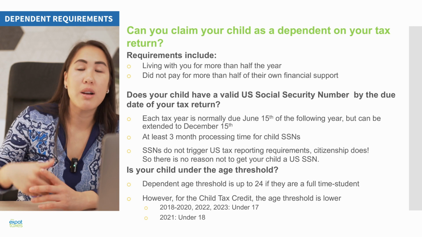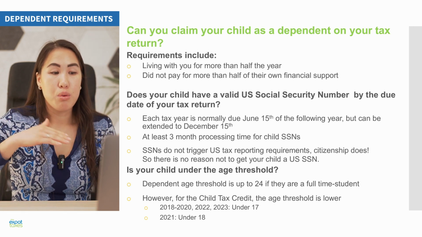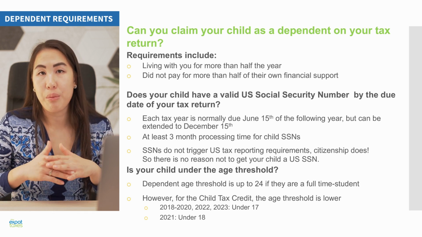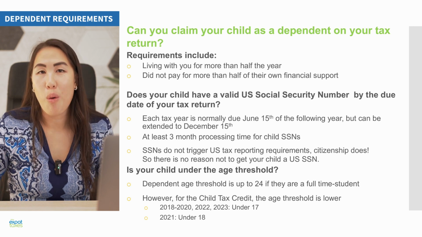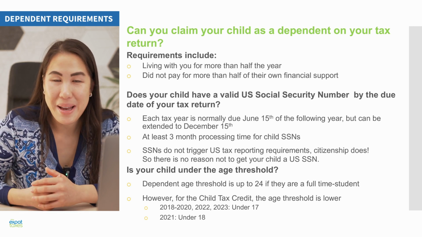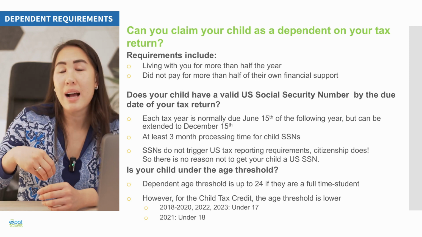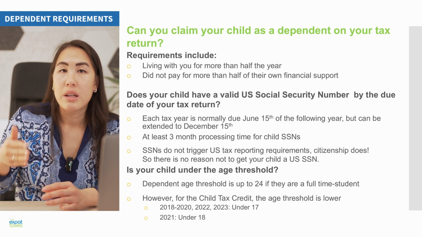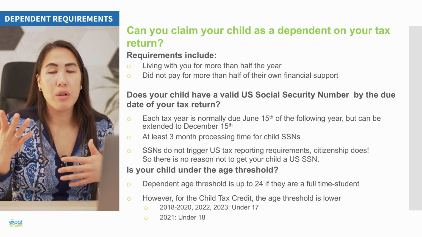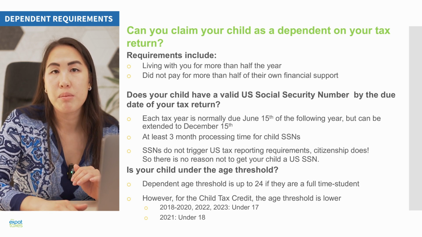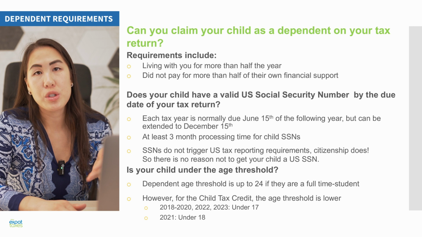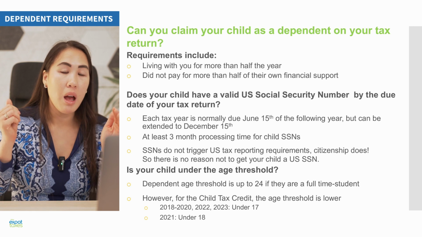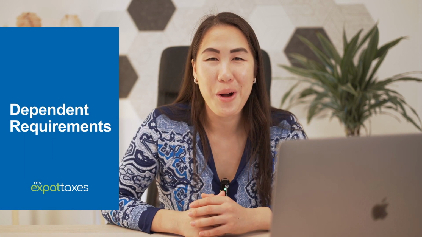So again, is your child under the age threshold? If they're 24 and a full-time student, you can still generally claim them as a dependent. But if they're over that, they're no longer seen as a dependent on your U.S. tax return. And for the child tax credit, it's only for kids under the age of 17 at the end of that tax year. There was a little bit of a difference in 2021 because of the pandemic, but generally it's under the age of 17. So they have to be under 17 by December 31st, 2023 to qualify on your 2023 tax return for the child tax credit.